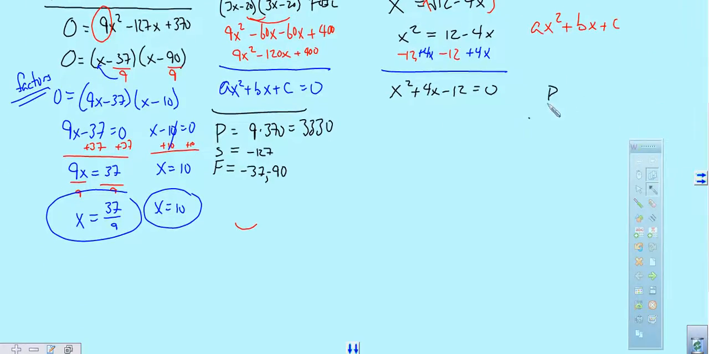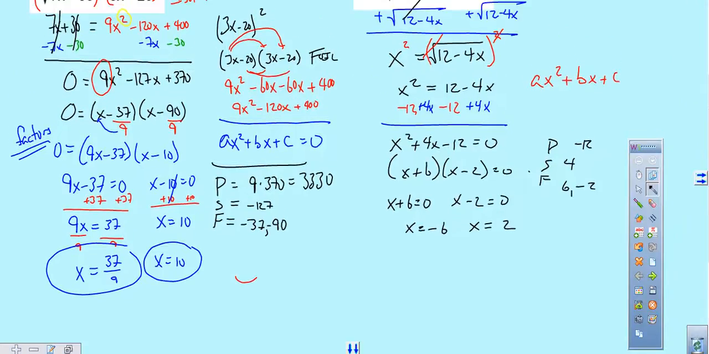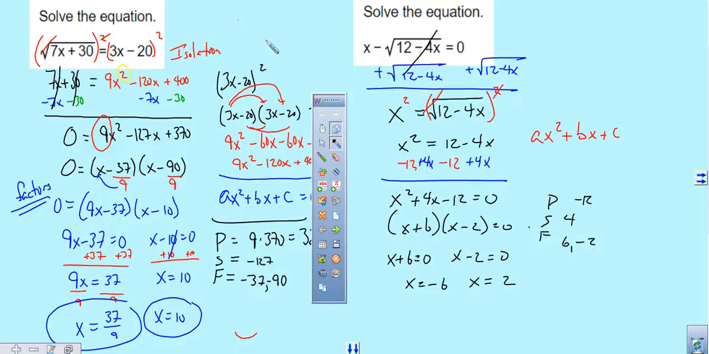So if we did do product sum factor, my product would be negative 12, my sum would be positive 4, and my numbers would be 6 and negative 2. So x plus 6 and x minus 2 is equal to 0. So that means x plus 6 equals 0, x minus 2 equals 0. So x equals negative 6 and x equals positive 2. So don't forget, we need to check those. So we come back up to our original equation, and we're going to do our check.